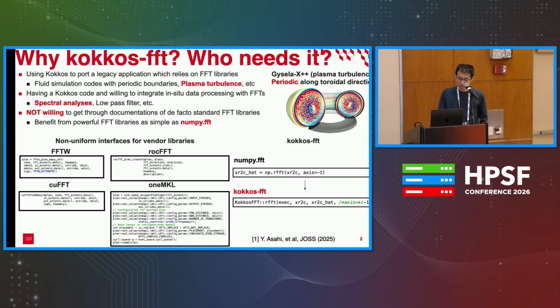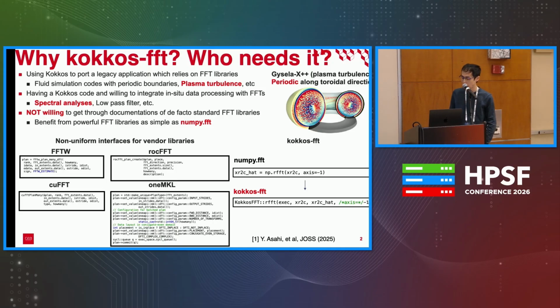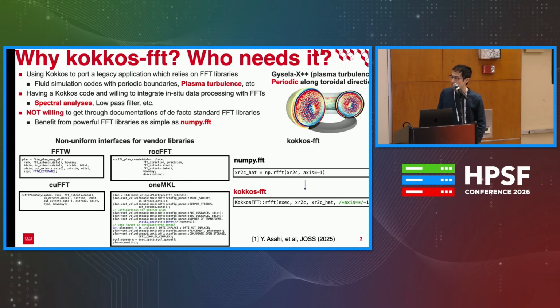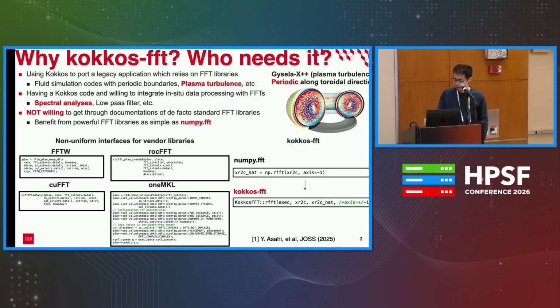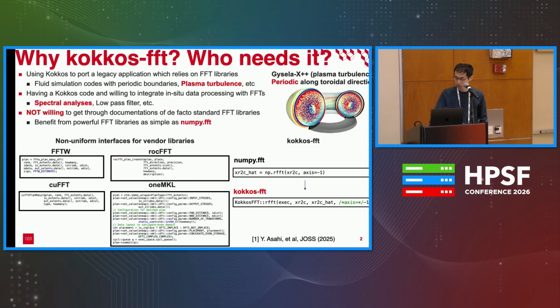But we would like to benefit from the powerful vendor libraries, and we try to make it as simple as NumPy FFT. So our design is strictly following the NumPy design, with the same API as NumPy, but slightly Kokkosified: we have the execution space argument, and Kokkos views as arguments instead of NumPy arrays. The details are found in our JOSS paper 2025.